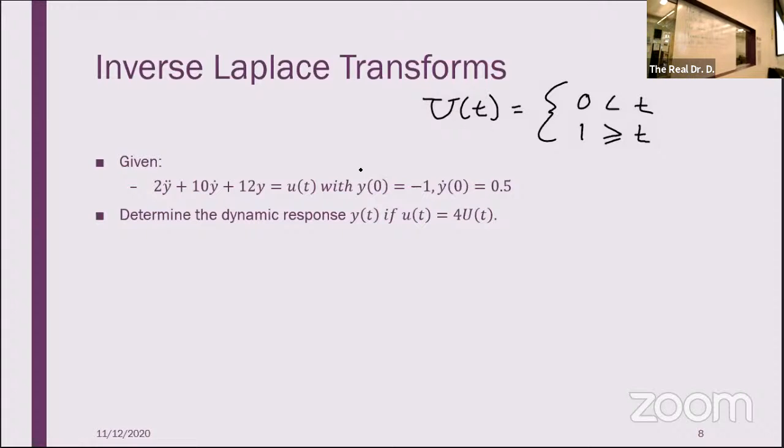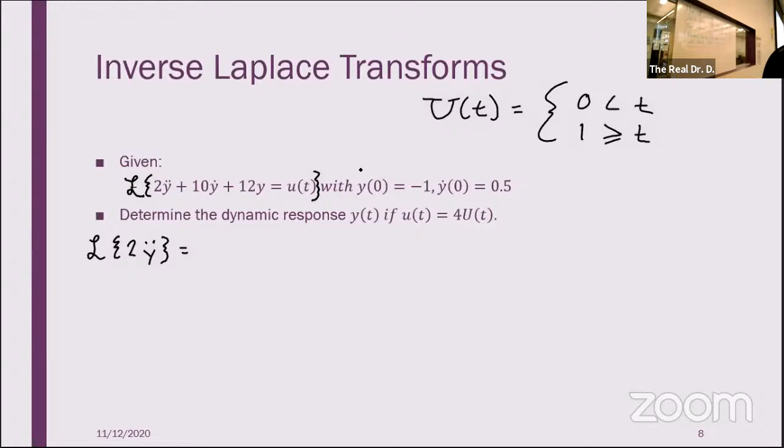Well, based off of the previous slide, I'm going to take the Laplace transform of this entire equation. Remember, the Laplace transform is a linear operator, and because it's linear, I can distribute the Laplace transform to each of my terms. So this is the same as taking the Laplace transform of 2y double dot. So let's take the Laplace transform of 2y double dot.